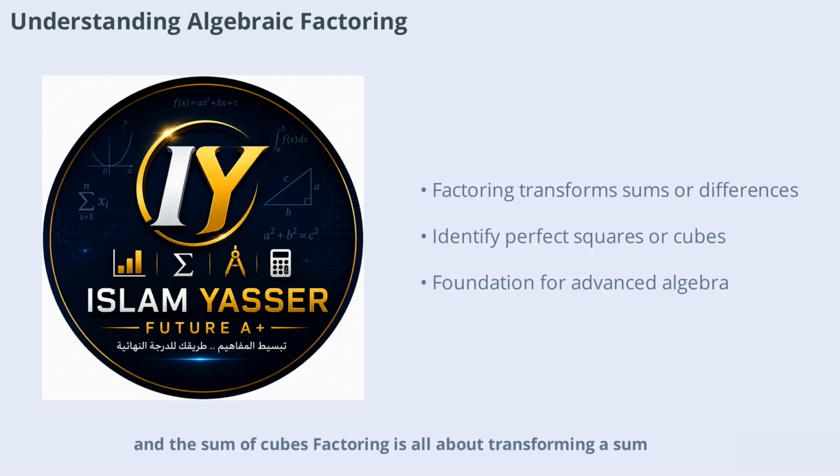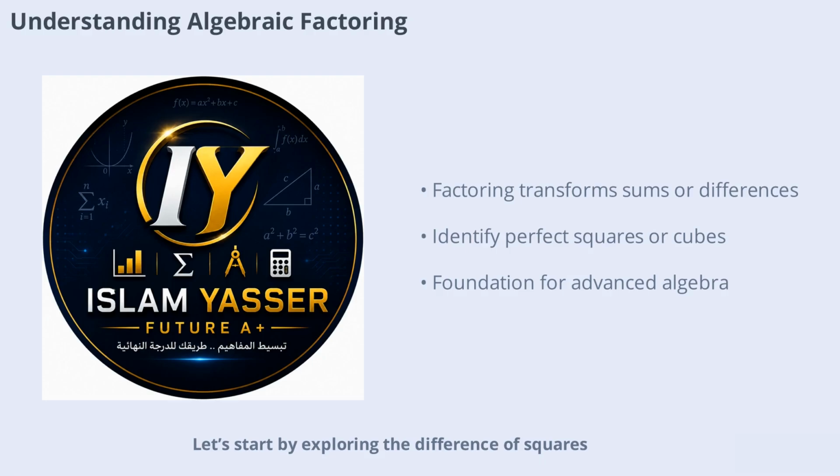Factoring is all about transforming a sum or difference into a product of simpler expressions. But how do you recognize which type you're dealing with? The key is to look for two terms separated by a plus or minus sign, and check if each term is a perfect square or cube. This foundational understanding sets the stage for mastering more complex algebraic manipulations.